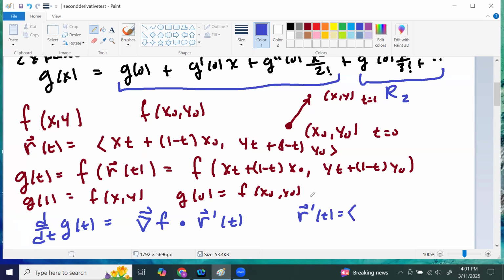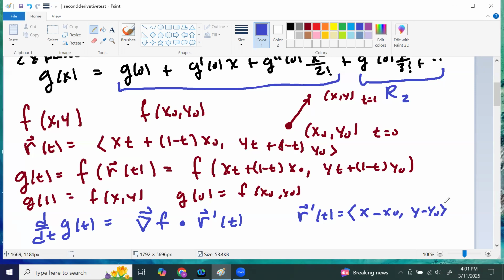Now let's look at what r prime of t is. Well, the derivative with respect to t is x minus x naught. The derivative of this with respect to t is minus 1. And the same thing in the y direction. The derivative with respect to t is y minus y naught.